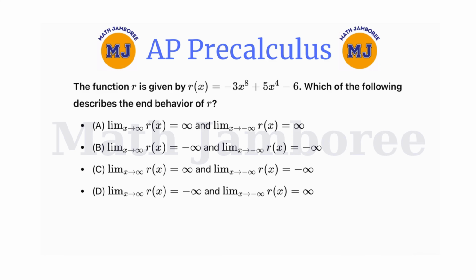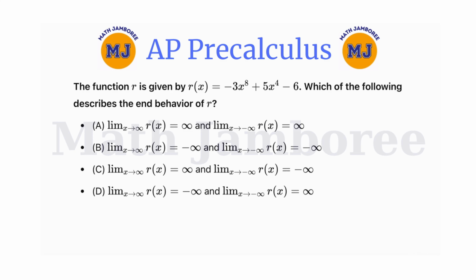So, this video is from AP Precalculus and from the topic of polynomial functions and end behavior. Let's solve it together. The function r is given by r of x equals negative 3 times x to the power of 8 plus 5 times x to the power of 4 minus 6. Which of the following describes the end behavior of r?